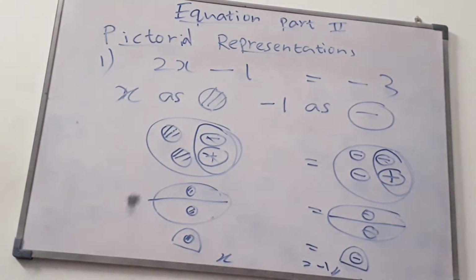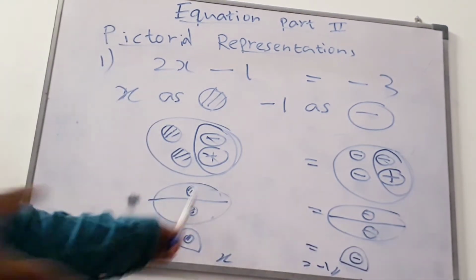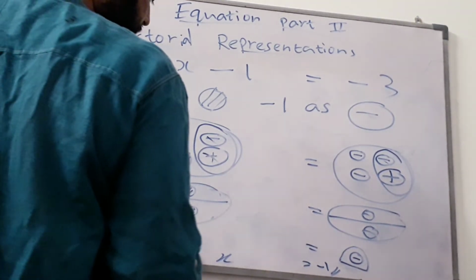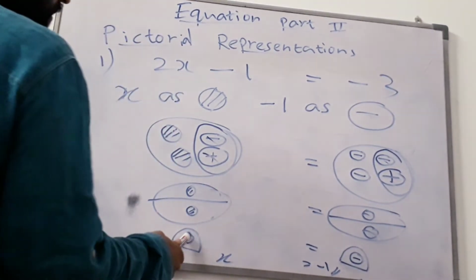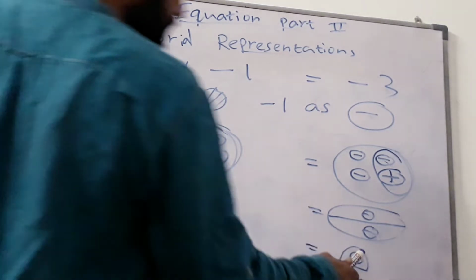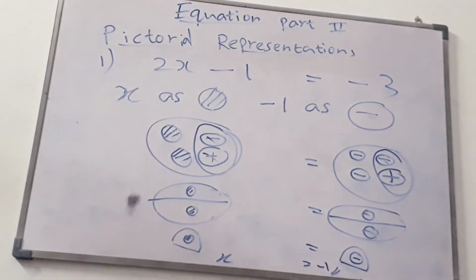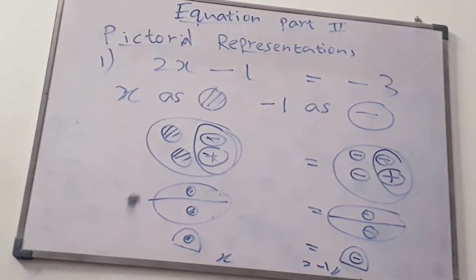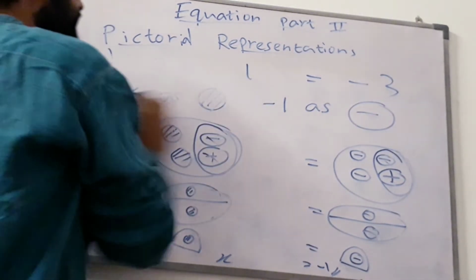So 2 minuses in this particular picture and 2 x's in this particular picture. So 2 x's means 2 minuses, which means one colored circle means 1 minus. So minus 1 is the answer for x. This represents x. 1 minus circle represents minus 1. So x is equal to minus 1. Okay, next question.